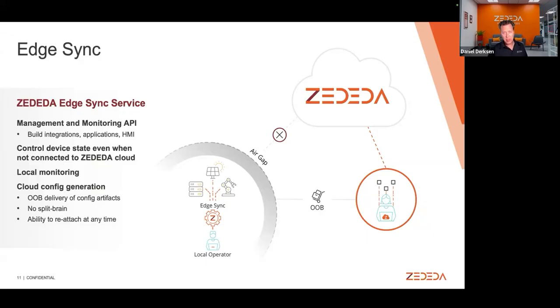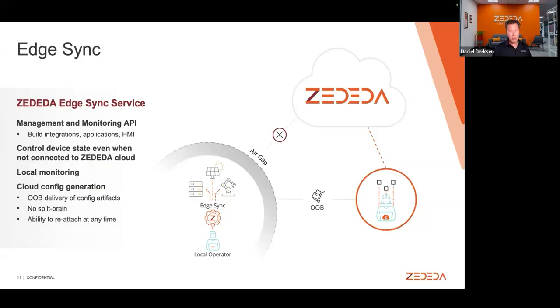So what we're offering is a mechanism to basically retrieve the configuration assets from the cloud and use whatever out-of-band mechanism that you have to transfer these configuration assets into the air-gapped location. And we have a tool, a service there called Edge Sync that basically takes those artifacts and then pushes them into the devices that you may have in that location.